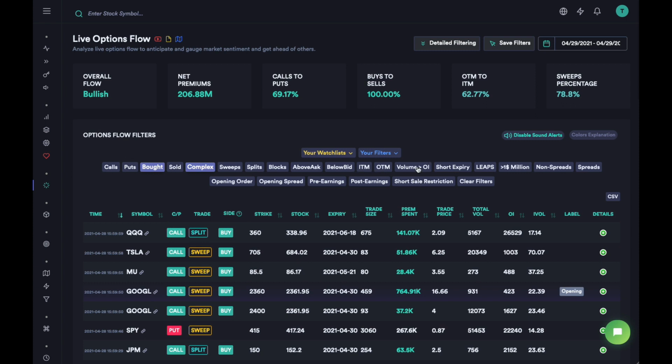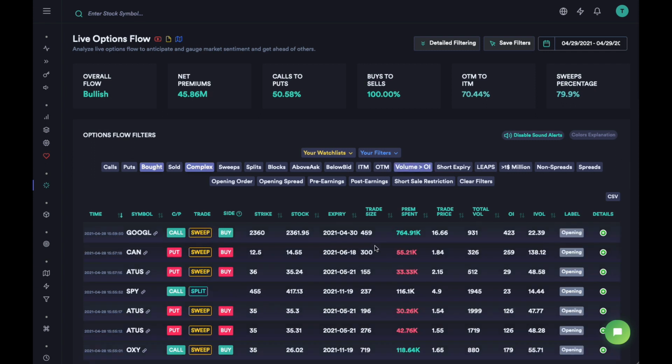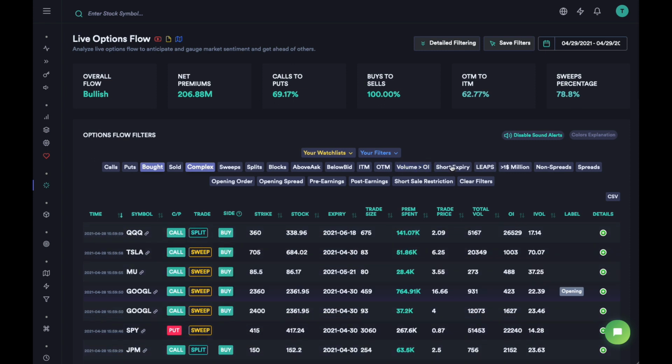Then we have volume greater than OI. These are some of the contracts that are slightly unusual, and you might want to look into those to see if anything pops up. Then we have contracts for short expiry.